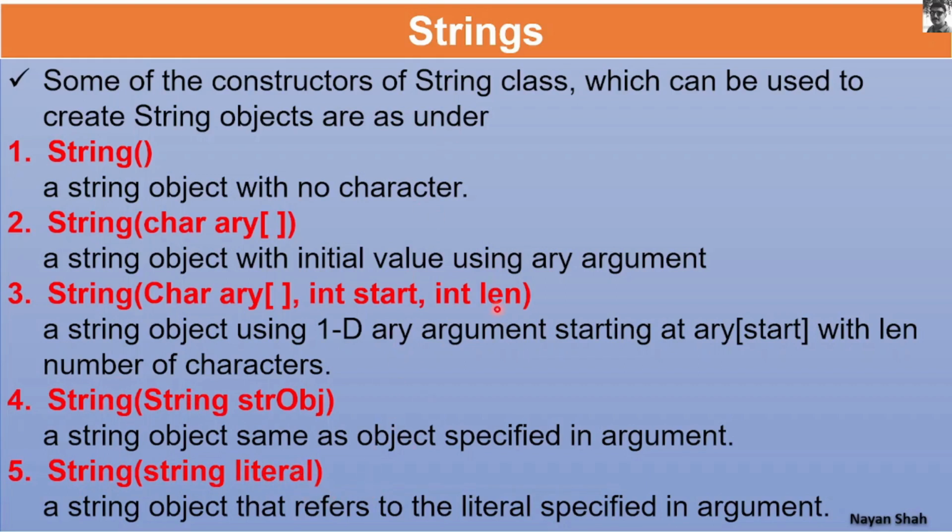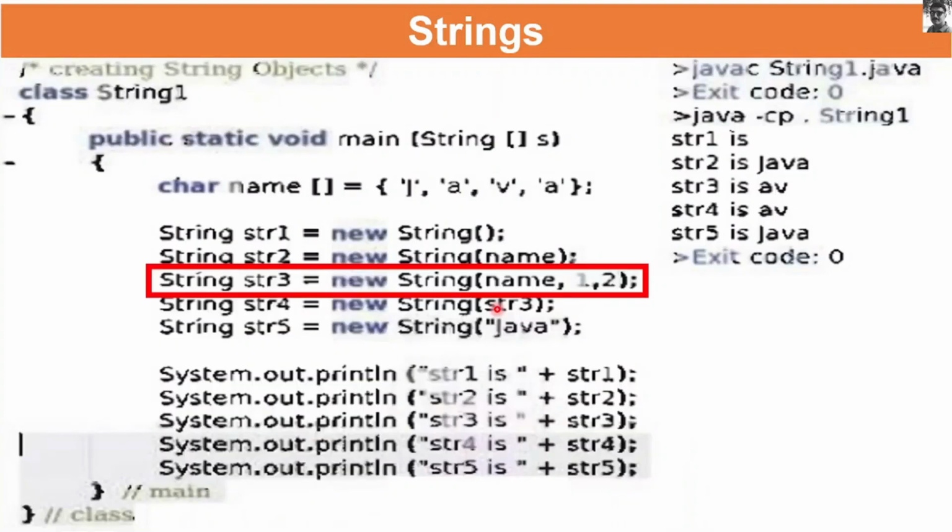So these are the 5 ways to create a string object using these 5 constructors. Let us see examples. This example, which is given in the textbook, I have just highlighted the third example, because that third example requires a little more attention. Here, class String1, then the public main method, then a character array is created with the name, and there are 4 characters stored in that name, JAVA.